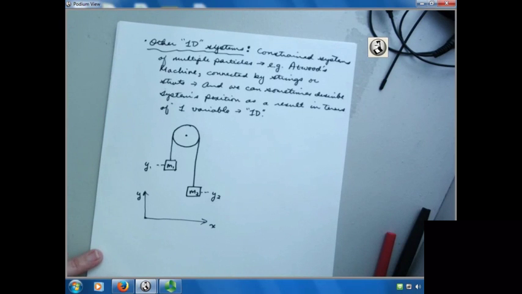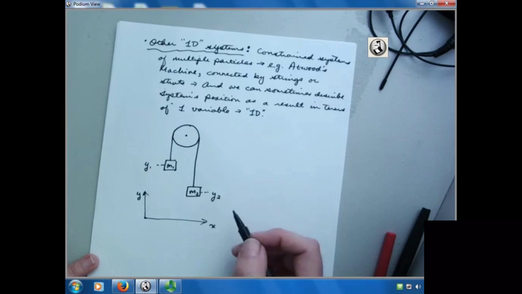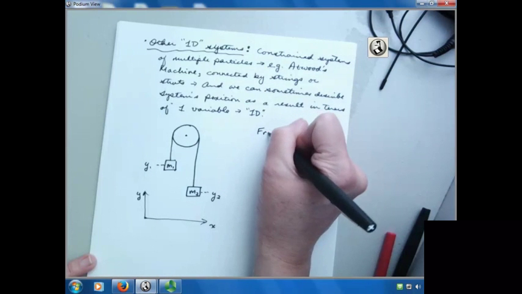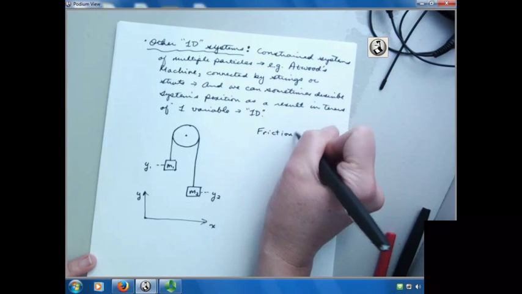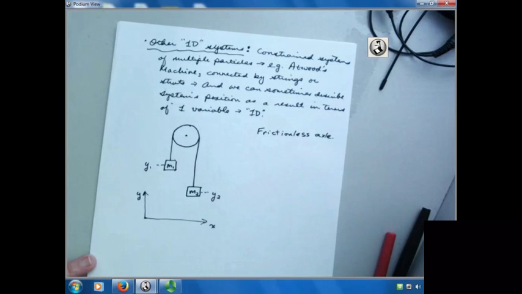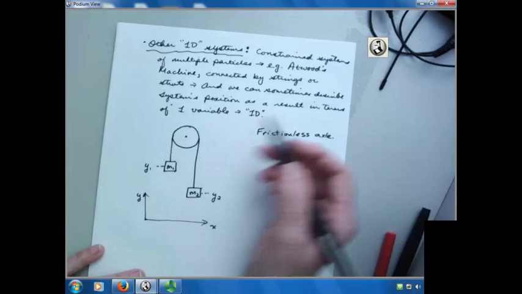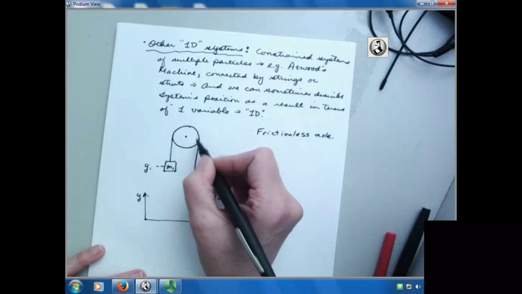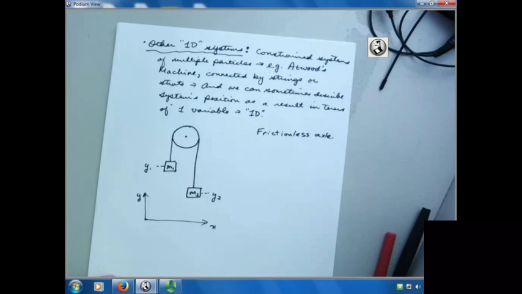So in this case, let's remember for an Atwood's machine, I'm going to have a frictionless axle. Your author even says that it's a massless pulley. We don't have to do that, though, so I'm not going to make a point of that. But I am also going to say that this string must stick to the pulley, meaning that it can't slip along the pulley.